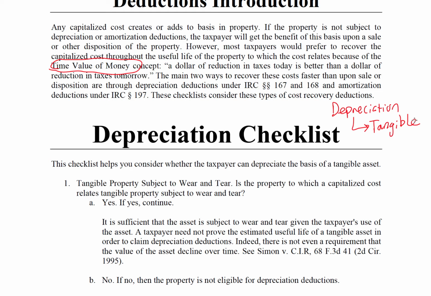No one's going to taste property, but you get the idea. Depreciation is on tangible property. However, amortization is on intangible property, and intangible property is property that you can't see, you can't feel, you can't touch. That's the key.